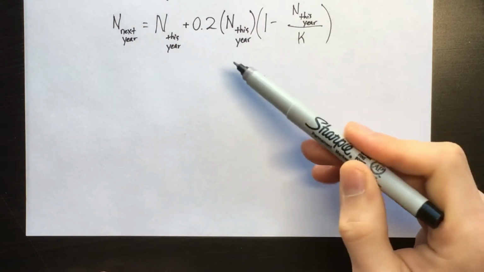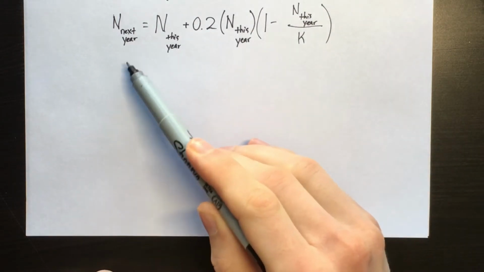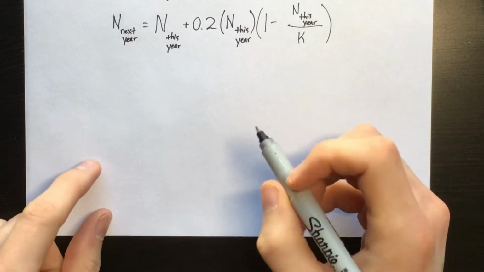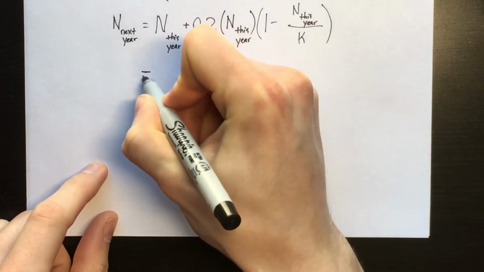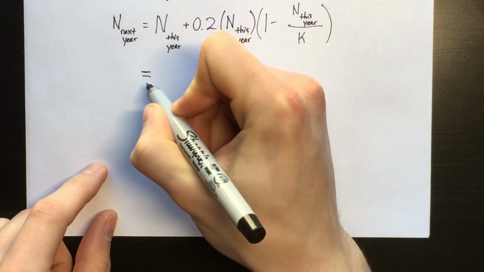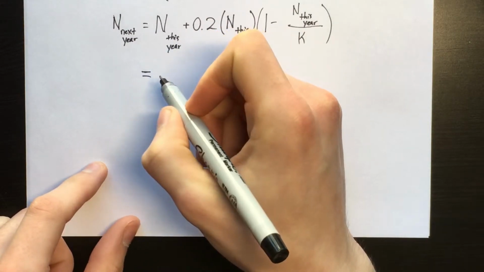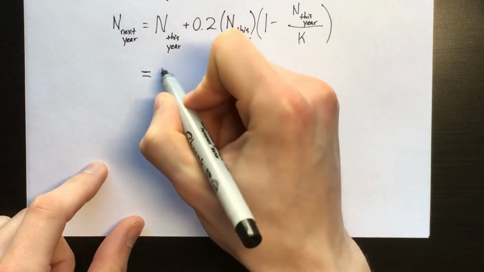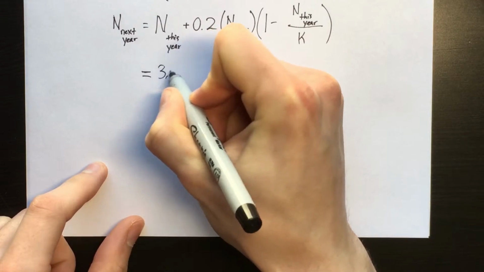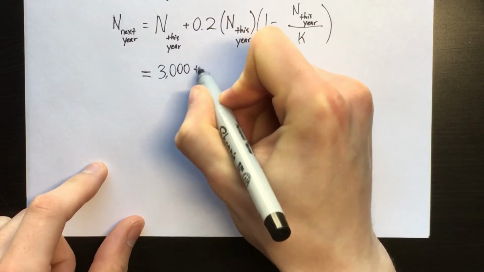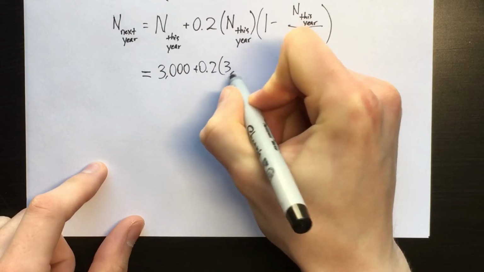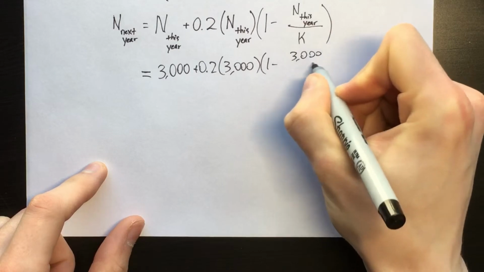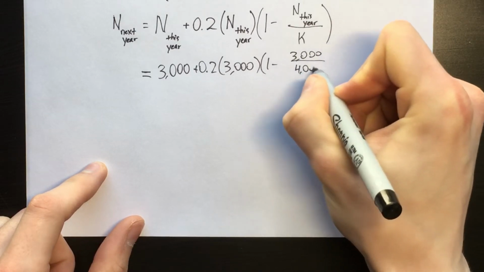It's a bit of a pain because it's a menial problem, but it's very structurally simple, right? We just plug in this year's number, get a next year number, and then plug in next year's as this year, and then get 2 years from now. So we're starting with how many plants? We're starting with 3,000, as it says in the beginning, that the botanist currently has 3,000 of these plants. So plug in 3,000 for this year, n plus 0.2 times 3,000 times 1 minus 3,000 over, we're told that K is 4,000.